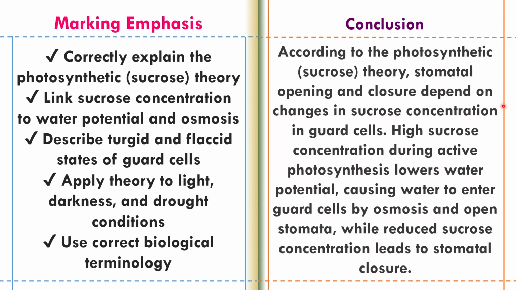Conclusion. According to the photosynthetic sucrose theory, stomatal opening and closure depends on change in sucrose concentration in guard cells. High sucrose concentration during active photosynthesis lowers water potential, causing water to enter the guard cells by osmosis and open stomata, while reduced sucrose concentration leads to stomatal closure.